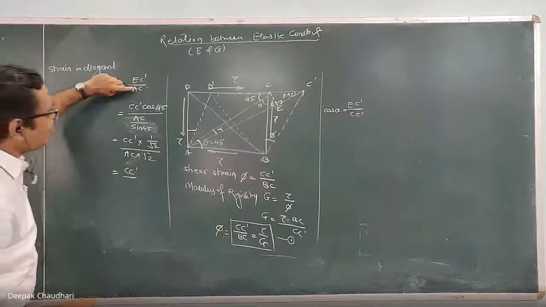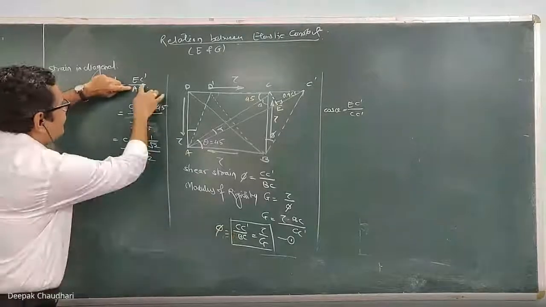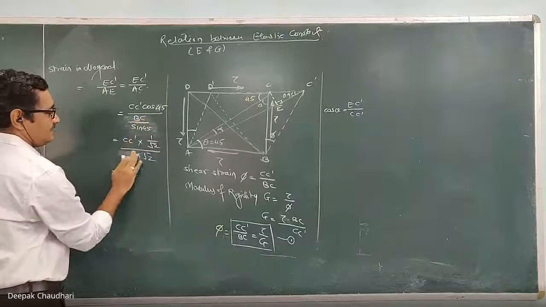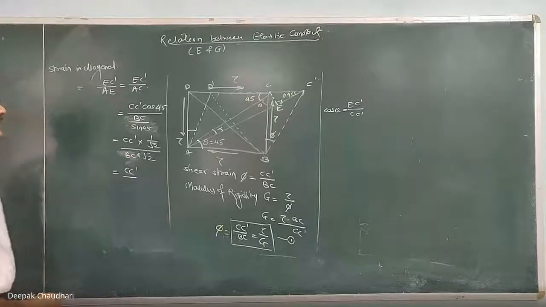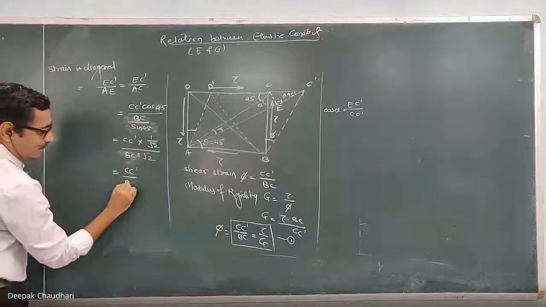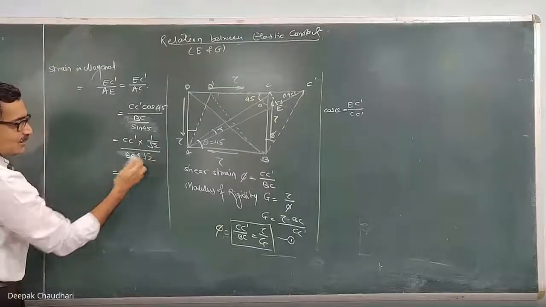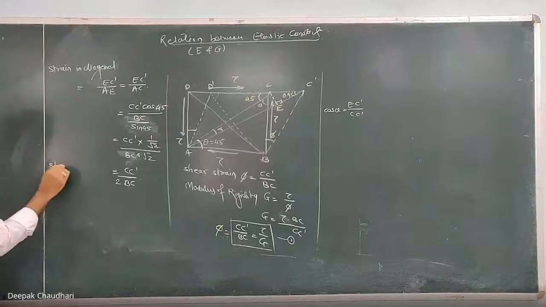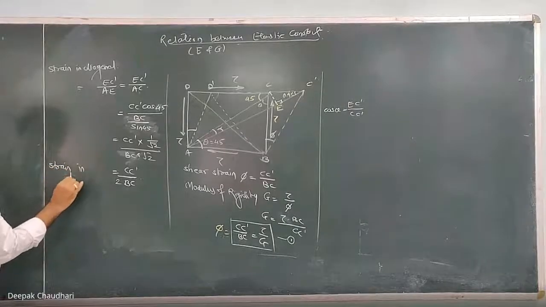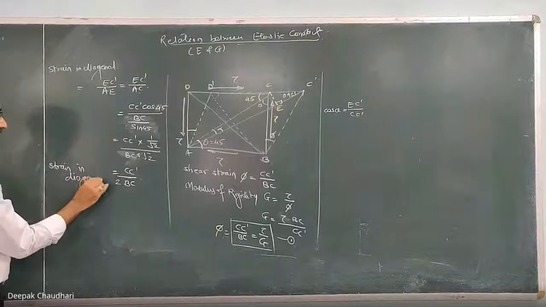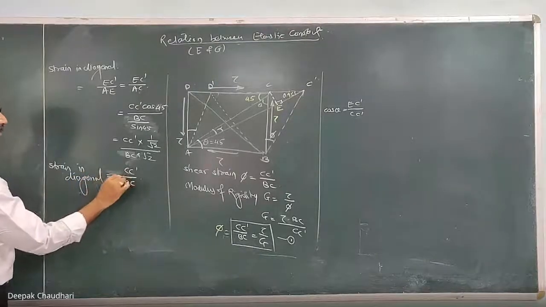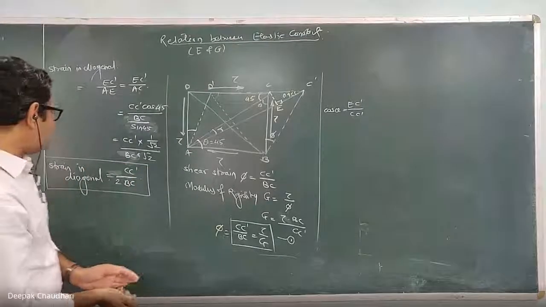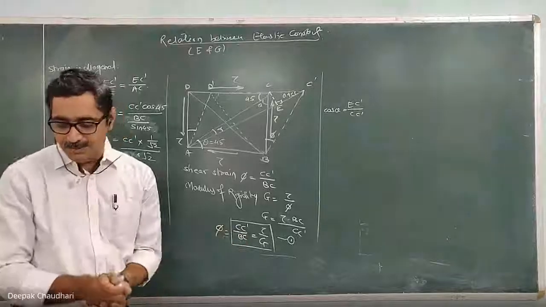I made a mistake. I have to express this AC in terms of BC. So I have written it again in terms of AC here. Here it should be BC, not AC. So this CC dash upon BC, and this is 1 upon root 2 upon root 2. So it becomes 2 here. So the strain in diagonal, because of the shear stress, is equal to CC dash upon 2 times BC. Remember this. And this shear strain, we have written that it is CC dash upon BC.